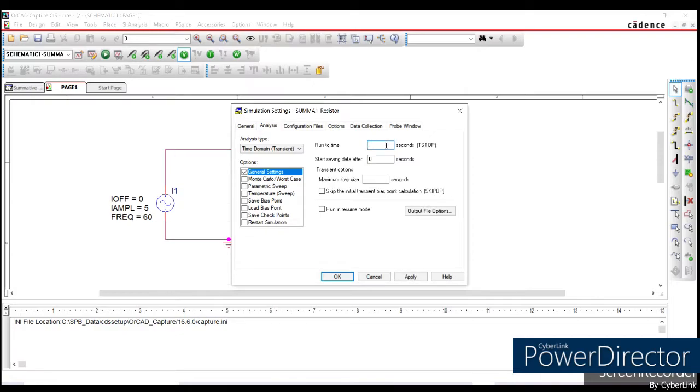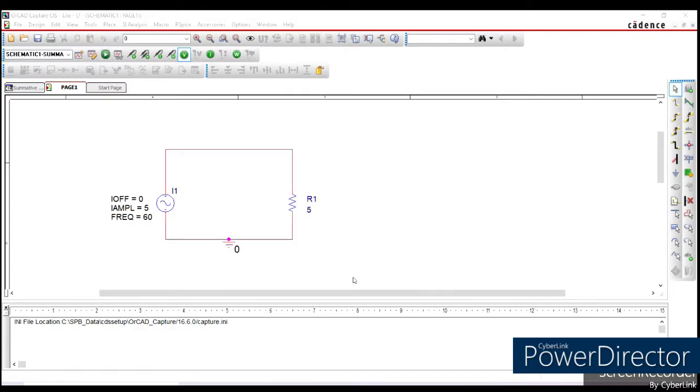I said a while ago that you have to take note of the 16.67 milliseconds value. That will be our run to time, computed from our frequency. The period is 1 over 60, which gives us 16.67 milliseconds. Converting this to seconds, this will be 0.01667 seconds. Since we selected a transient response for the current source, we will be selecting time domain transient for the analysis type, and the start saving data will be 0 seconds. Then click apply, and press OK.